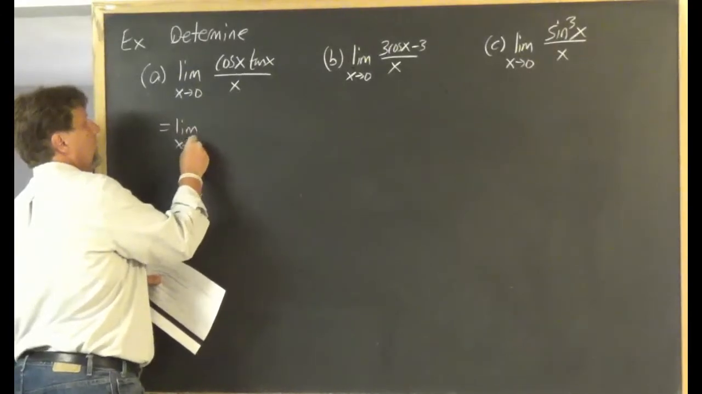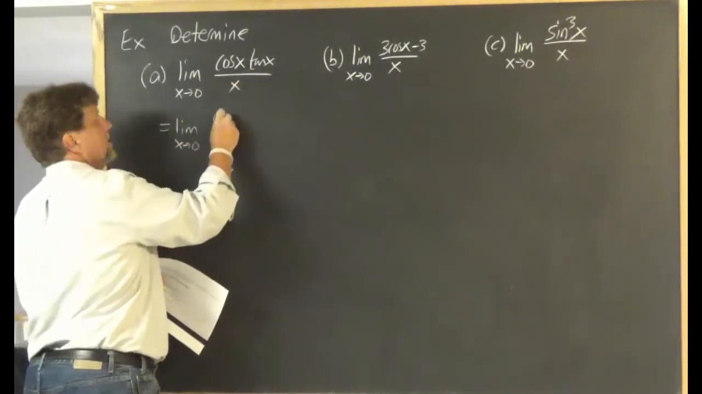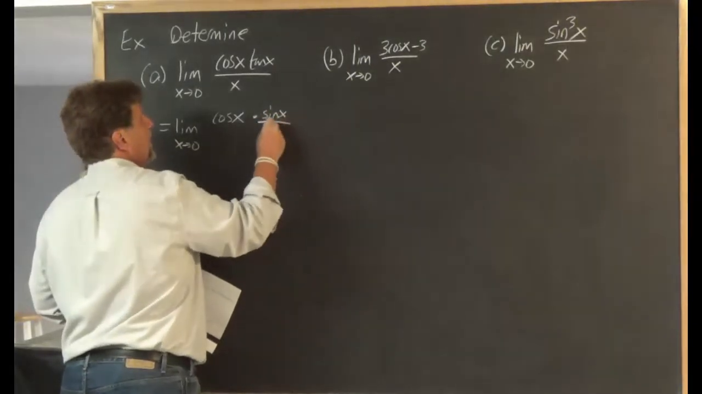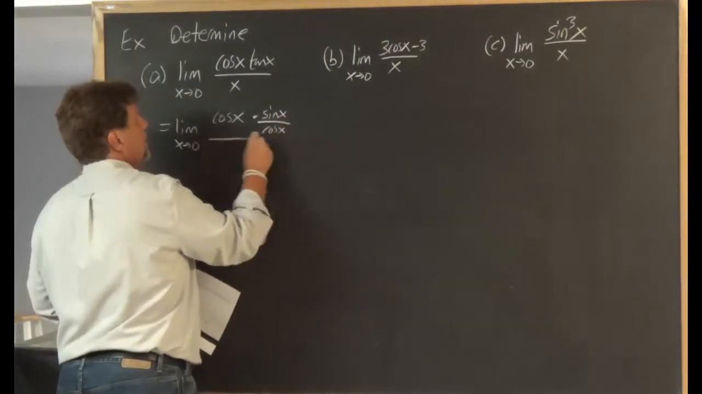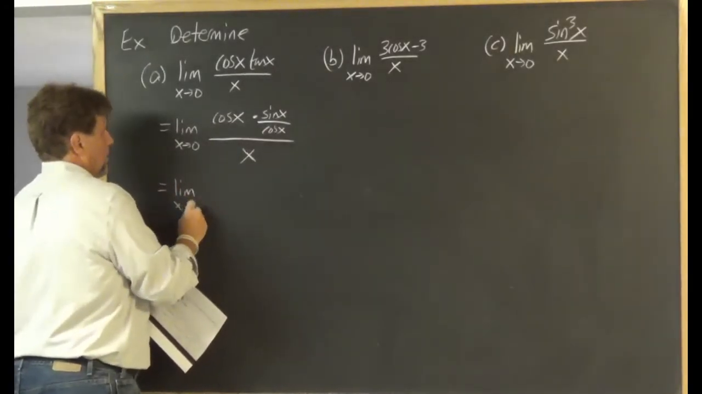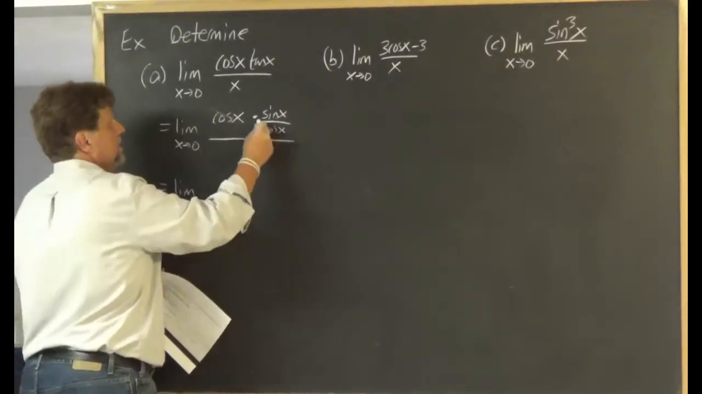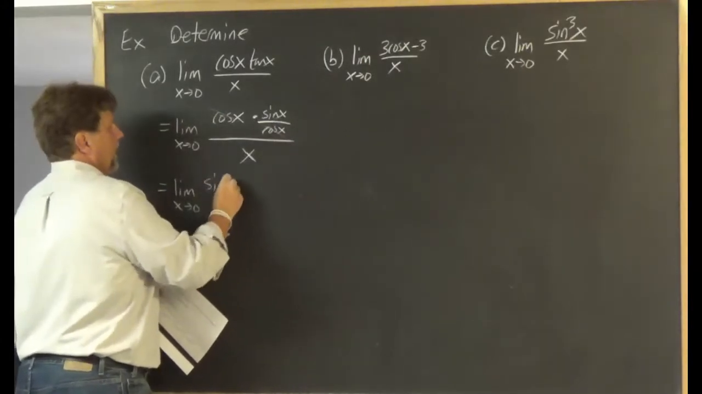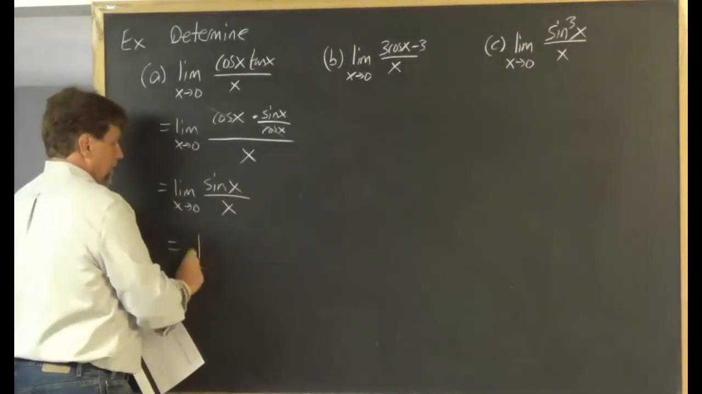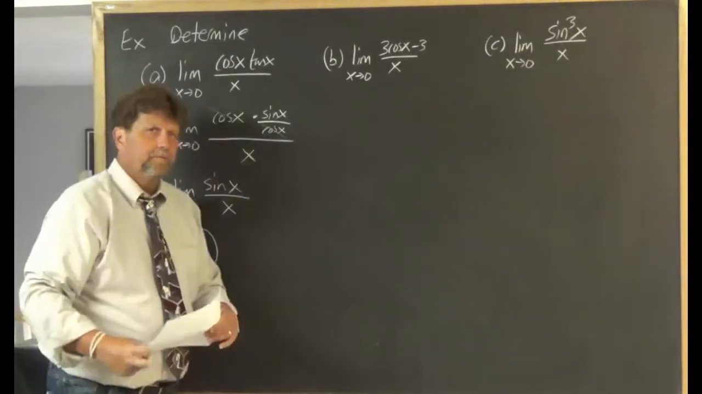So I see tangent x, and I think, let's rewrite that as sine x over cosine x. So then in the numerator, these cosine x's cancel out, and we're just left with sine x over x, which is our special limit that we know is 1.